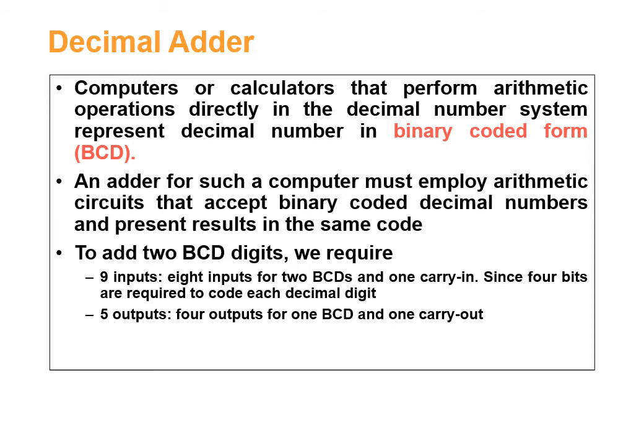Next topic is the decimal adder. Computers or calculators that perform arithmetic operations directly in the decimal number system represent decimal numbers in binary coded form. An adder for such a computer must employ arithmetic circuits that accept coded decimal numbers and represent the result in the same code. For binary addition, it is sufficient to consider a pair of significant bits together with the previous carry. A decimal adder requires a minimum of 9 inputs and 5 outputs.